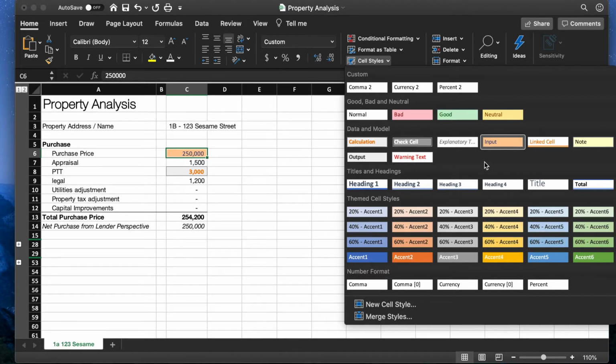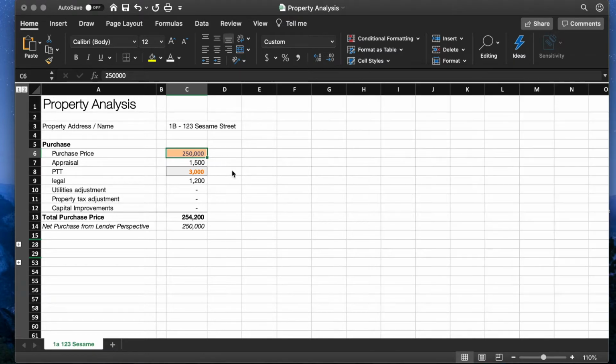I can see very quickly that the purchase price here is an input cell. And we can see that the PPT cell here is a calculation cell. So let's take a look at that. With that cell, we have a formula that calculates property transfer tax for us.